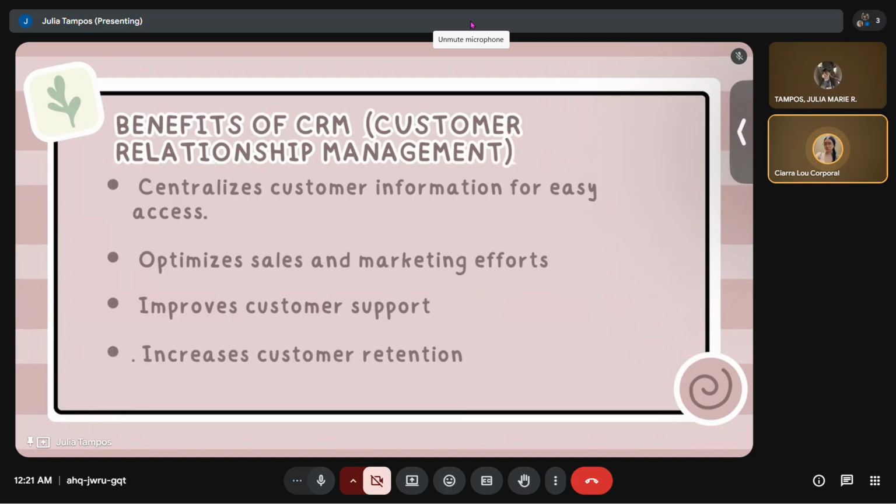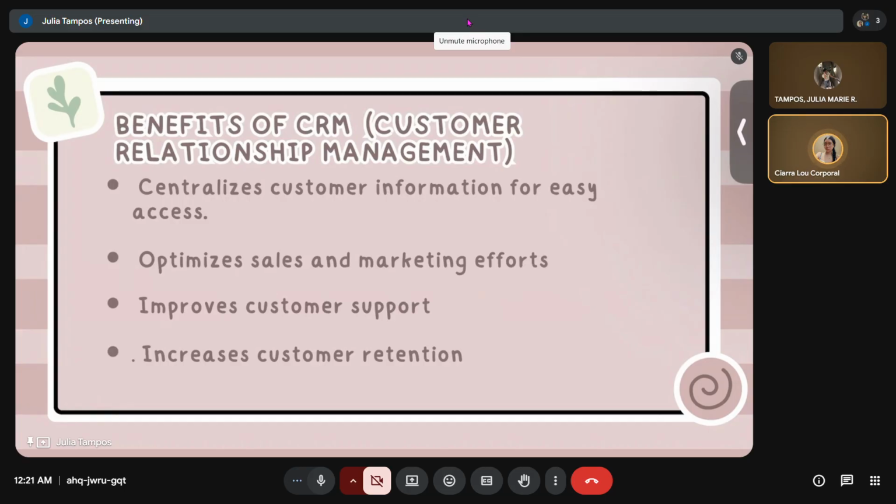So here are the benefits of CRM. First, it centralizes customer information. CRM stores all customer details in one place, such as their name and contact information, purchase history, and past complaints or requests. For example, if a customer calls support, the staff can quickly see what the customer bought before and solve the problem faster.